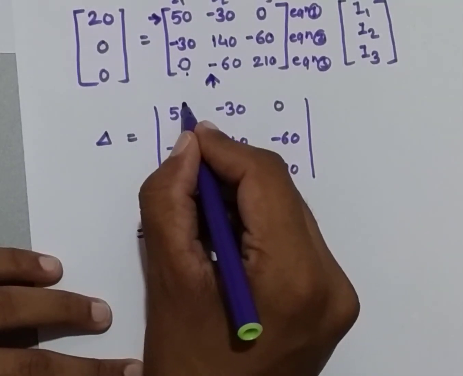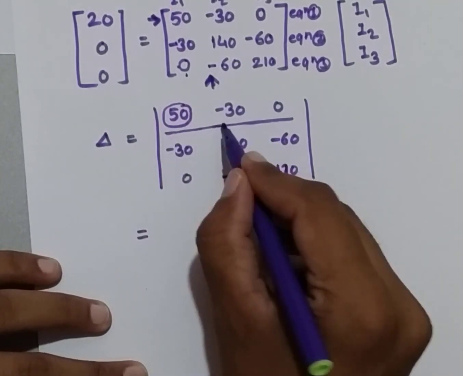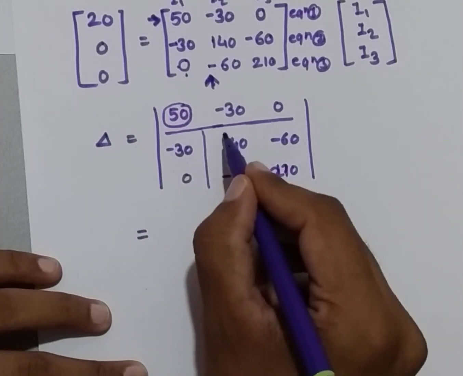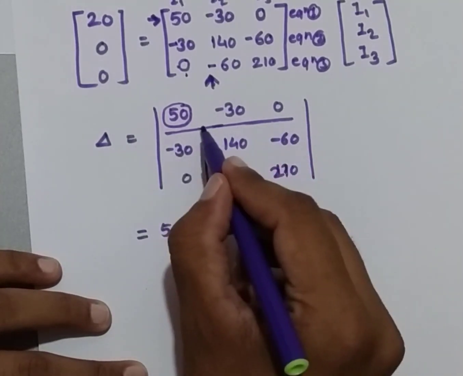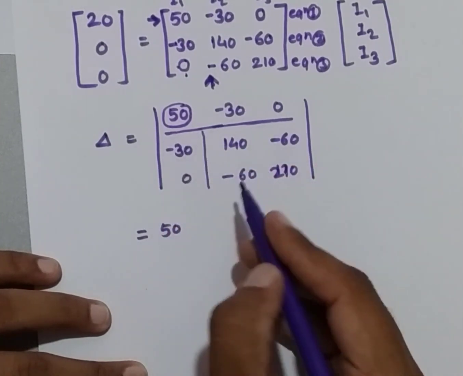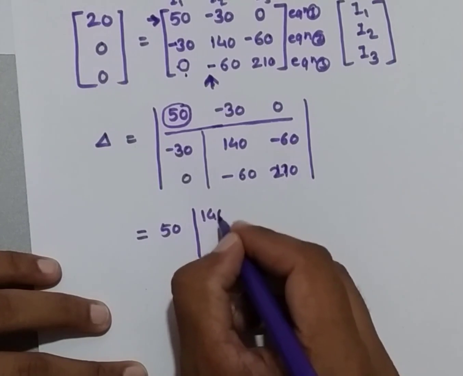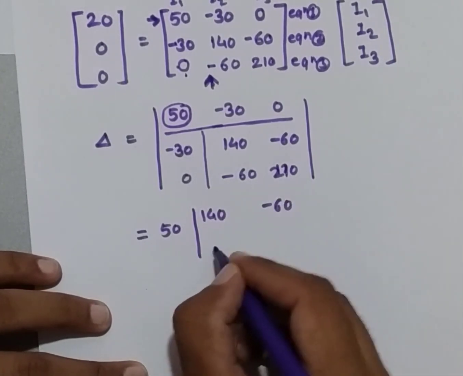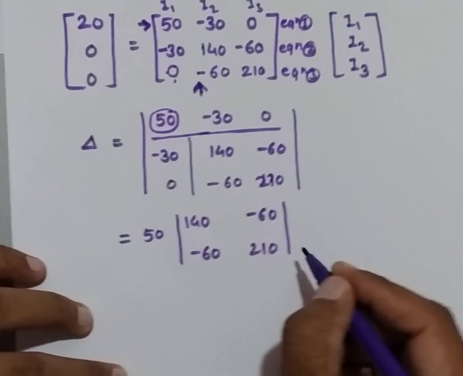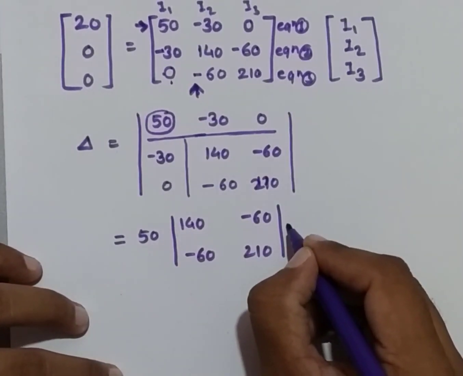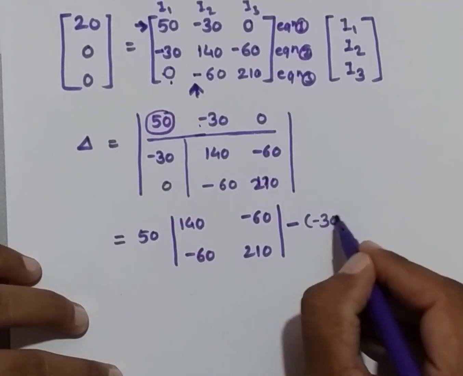Let us take this 50. Now you have to exclude this row and this column. So we take 50, exclude this row and this column, and the remaining terms will be over here. As you can see, the remaining terms we have written. Now we have to write the minus for this middle term and minus this value.